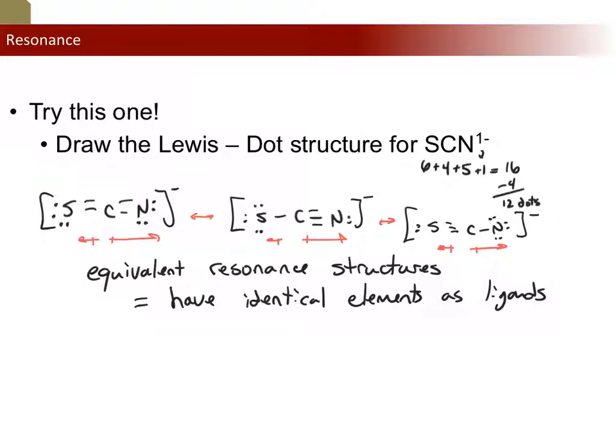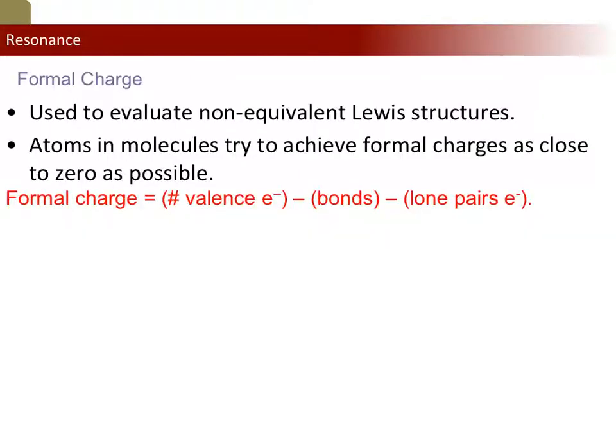And so we need a way to measure which of those 3 that you see in front of you is the preferred resonance structure. And in order to do that, we need to use something called formal charge. Formal charge is a quick calculation that you can use to evaluate non-equivalent Lewis dot structures like the ones that I just had on the last page.